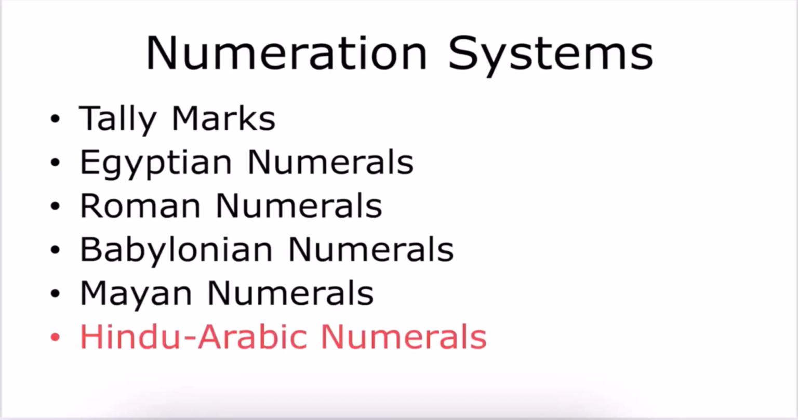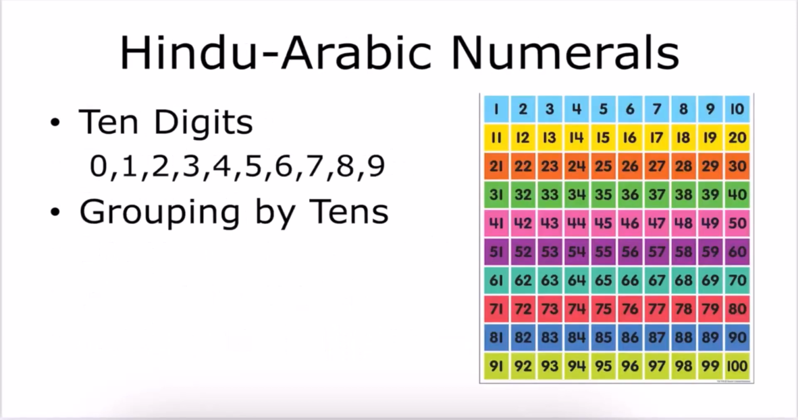So in our last lesson, we talked about several different numeration systems that have been used in the past. And our current numeration system is the Hindu Arabic numerals. The way that Hindu Arabic numerals work is you have 10 different digits or 10 symbols that are listed here. And we use these 10 symbols and write them in specific orders to communicate the different numbers that we use in our modern number system.